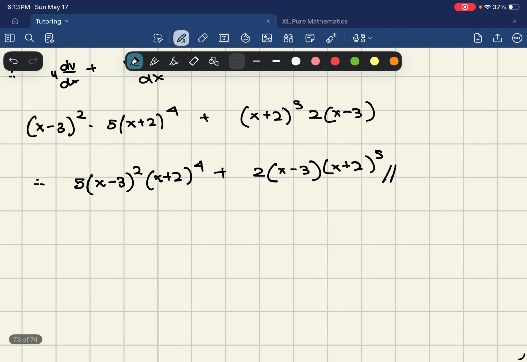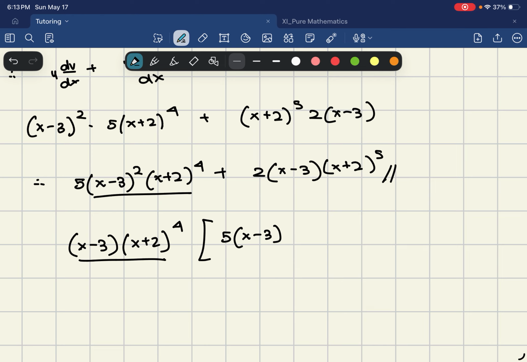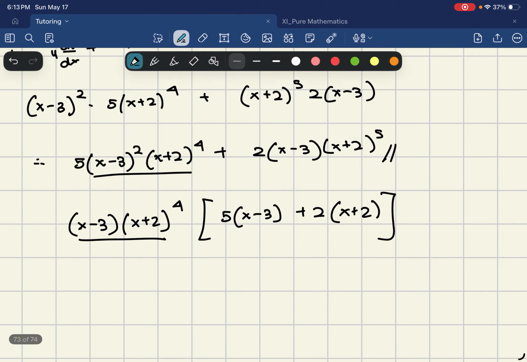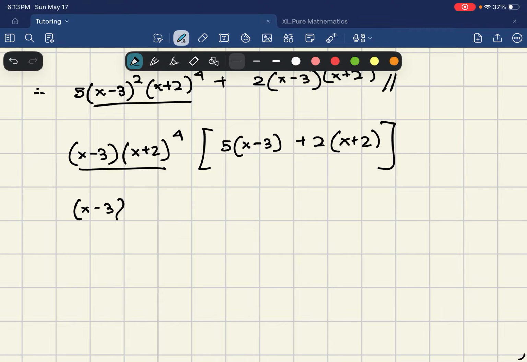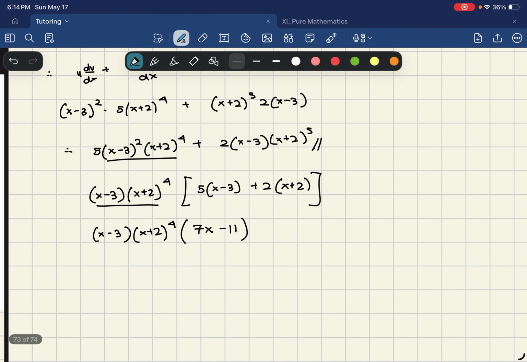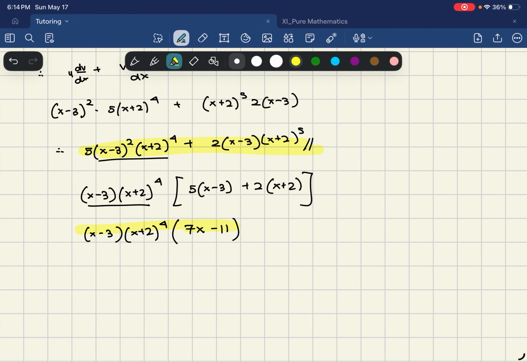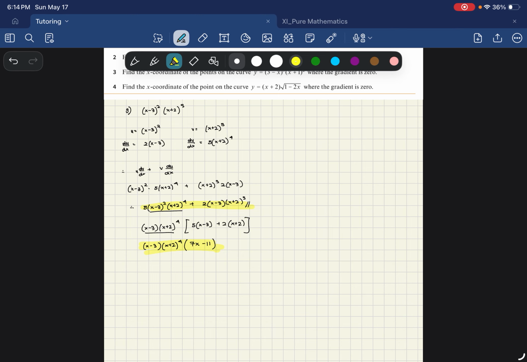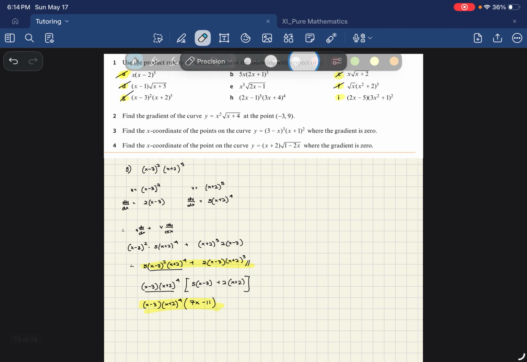And you can factor stuff out, actually. So you can factor out (x minus 3), and you can factor out (x plus 2) to the power 4. And if you do so, you have 5(x minus 3) from the first term. So if you factor out these two terms, you're going to get 5 times (x minus 3) plus 2 times (x plus 2) inside. And you can simplify inside here. So you get 5x plus 2x is 7x, minus 15 plus 4 is minus 11. So you get this expression to be your final answer. But you could stop here as well. This is also correct. This is just a more simplified version of that. Both are correct.